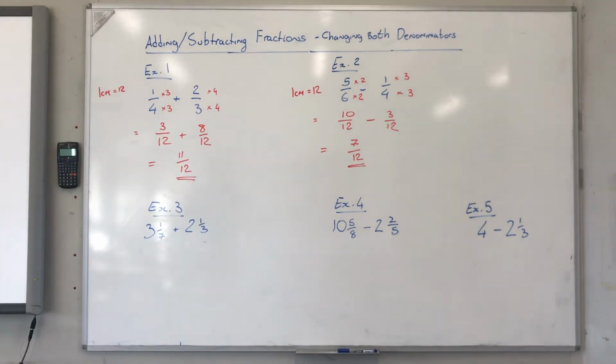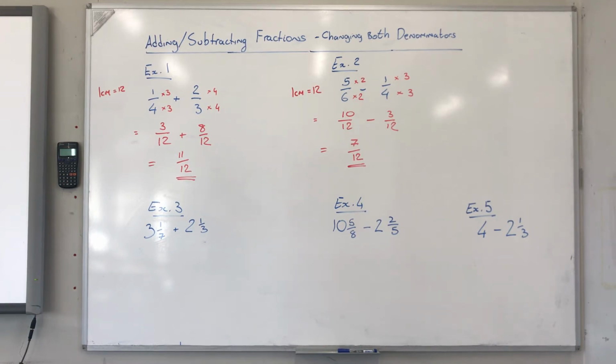So there, what I did was I multiplied the 5/6 by 2 with the numerator and the denominator, and that gave me 10/12, and I multiplied the 1/4 by 3 with the numerator and the denominator, and that gave me 3/12, and then 10/12 minus 3/12 is 7/12, and that's the final answer.